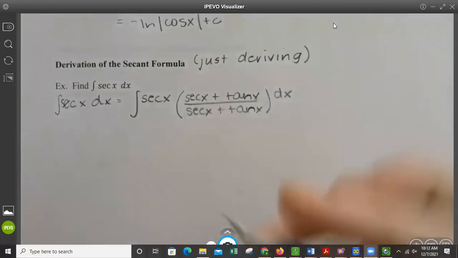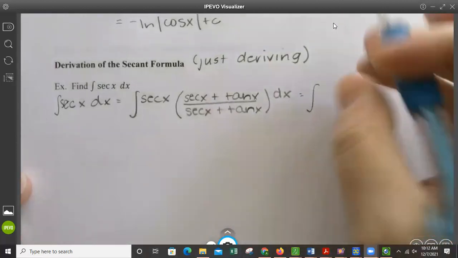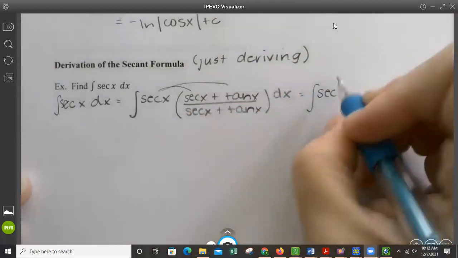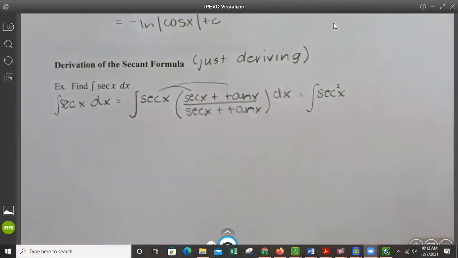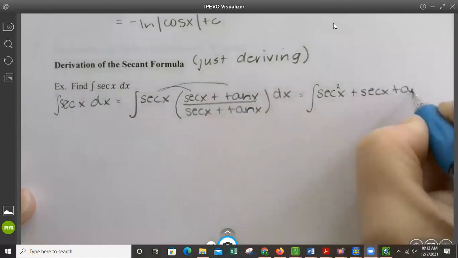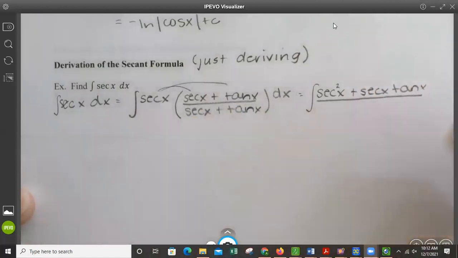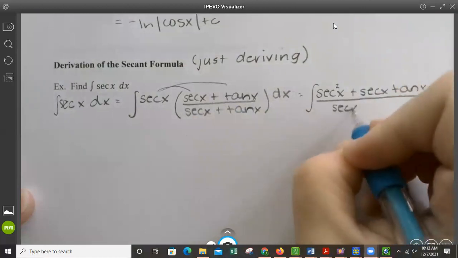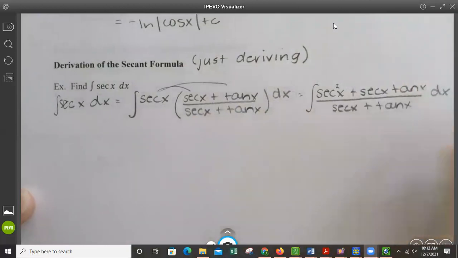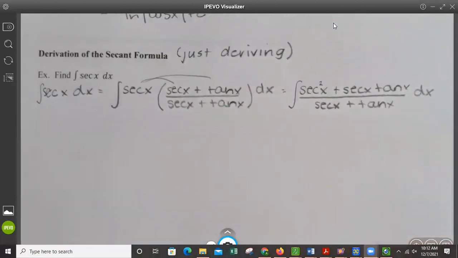Why do they do that? They do that so then your integration, when we distribute this in, will be secant squared x plus secant x tan x over secant x plus tan x dx. Now they can do the 1 over u. Okay, so remember our bottom is always going to be our u, right?